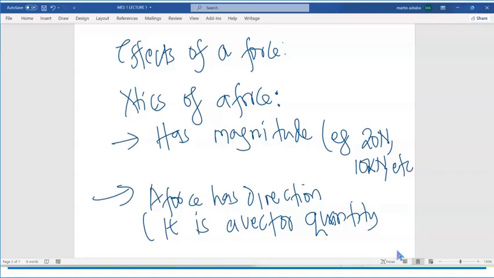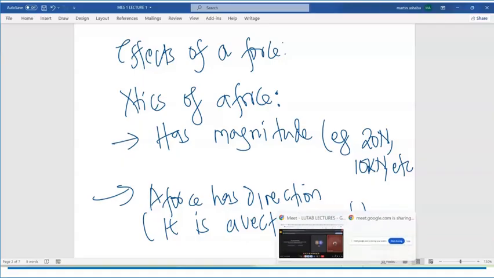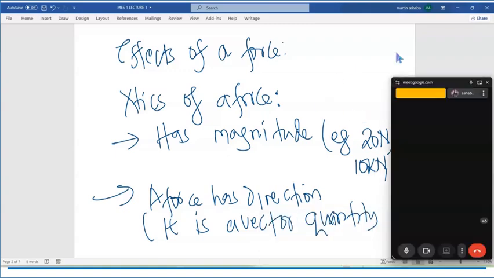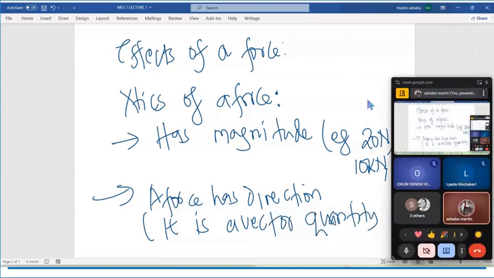Is Danish still available or has he already exited? I'm here listening. So are you picking something, especially the characteristics of a force? Yes, sir. I'm getting it.